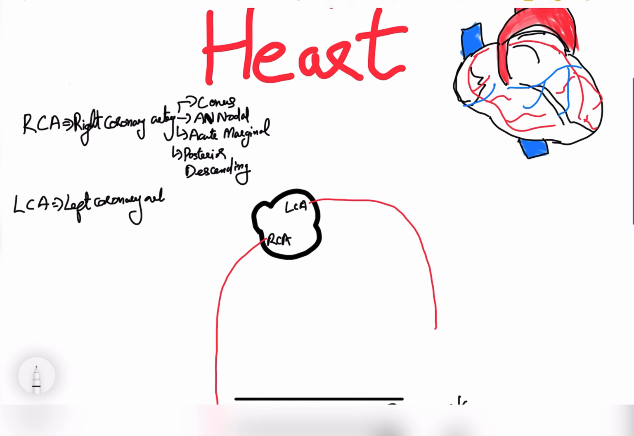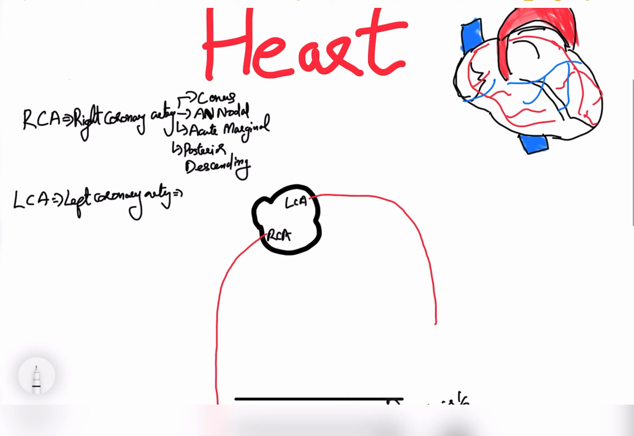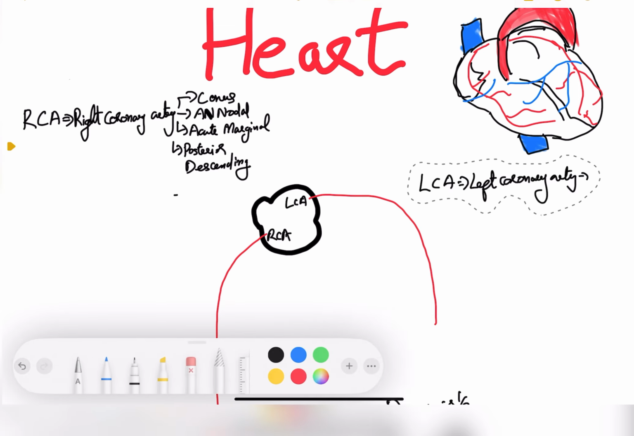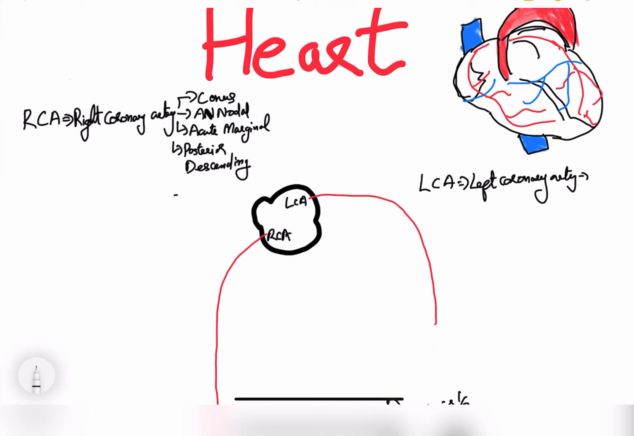Now let's see the branches of the left coronary artery. The left coronary artery consists of LCx, that's left circumflex, and the LAD artery. The LCx gives the obtuse marginal artery. So the right consists of acute marginal and the left consists of obtuse marginal artery. Now the LAD consists of diagonal and septal branches.